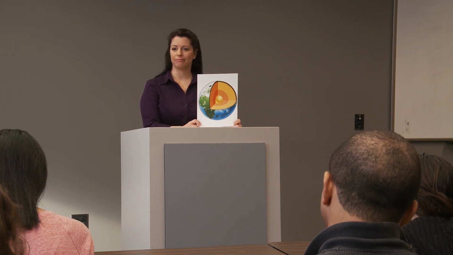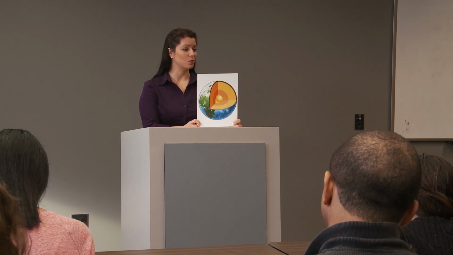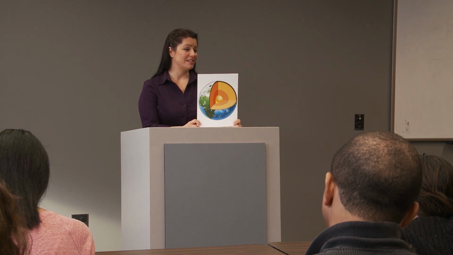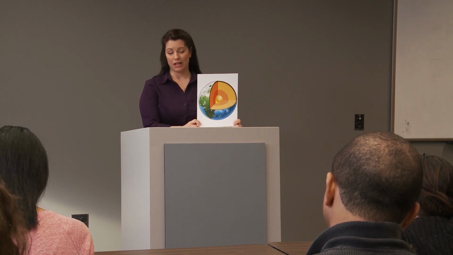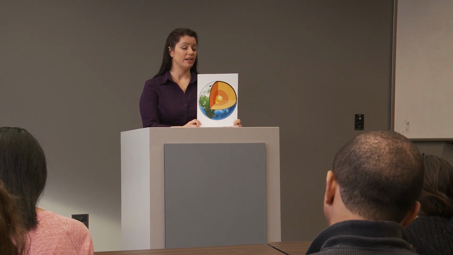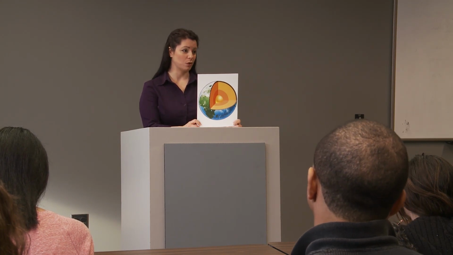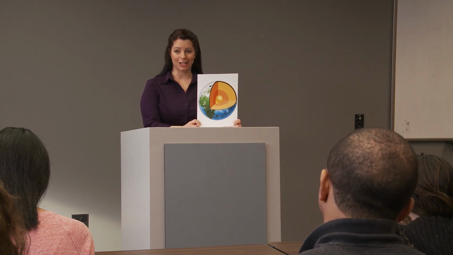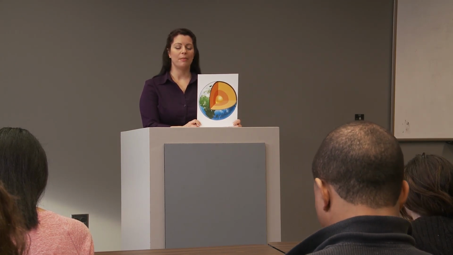Which do you think is thicker, oceanic crust or continental crust? If you guessed continental crust, you're correct. Oceanic crust is only about 6 to 11 kilometers thick. Continental crust is thicker than oceanic crust, about 30 to 40 kilometers thick. And as I said, both kinds of crust are made up of solid rock.